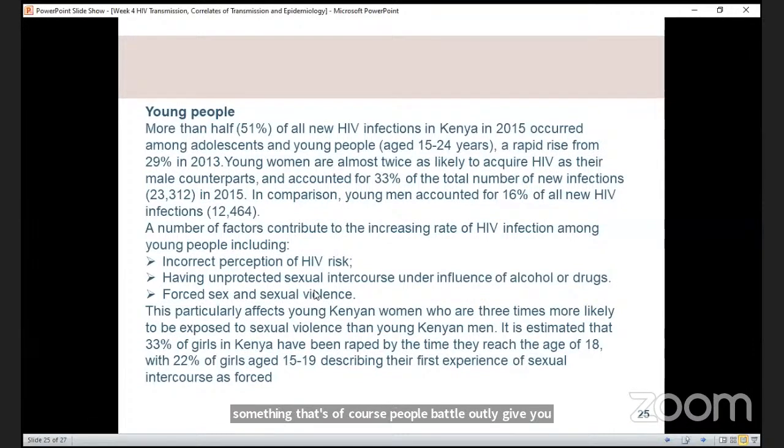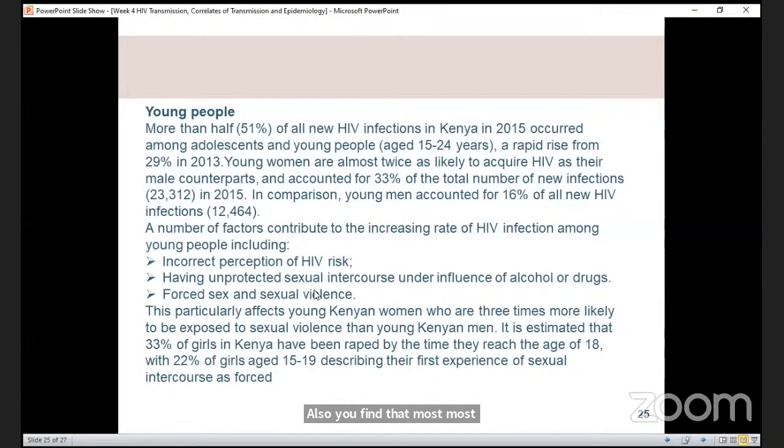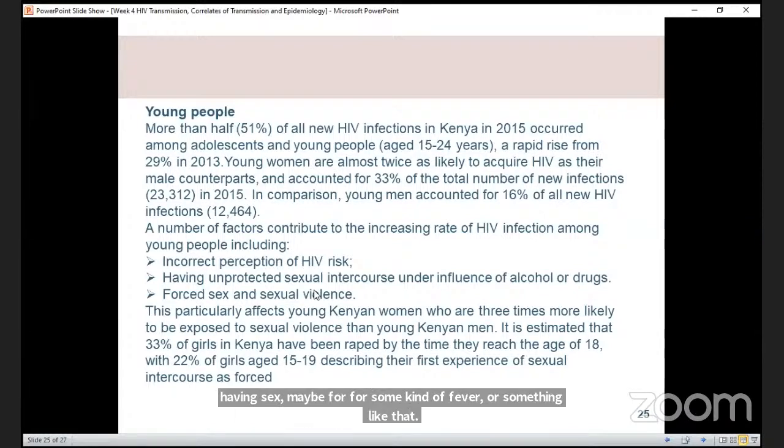Then we have another factor, that is forced sex and sexual violence. Also, you find that most of the people are forced into having sex, maybe for some kind of favors or something like that. And what does that mean? It only contributes to the increased chances of infection.